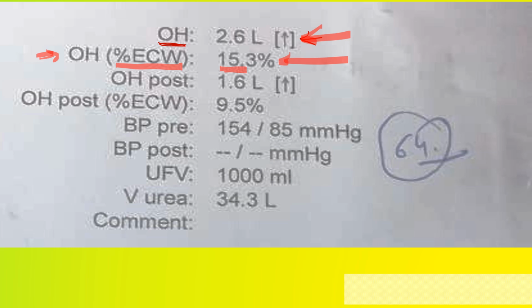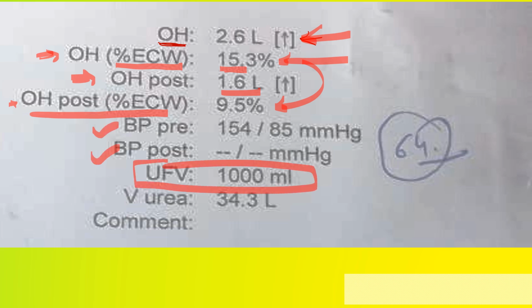So another thing that is given, OH post, that overhydration post dialysis is 1.6 liter. From 2.6 liter it became 1.6 liter. Overhydration post dialysis percentage of ECF volume shows how much it reduced after the dialysis. So they have mentioned ultrafiltrate volume. UFV is the ultrafiltrate volume. 1 liter they have removed. So as you see, the overhydration reduced from 2.6 to 1.6.